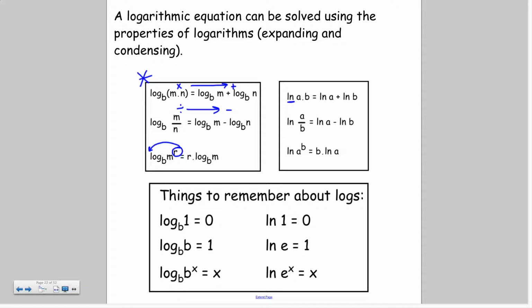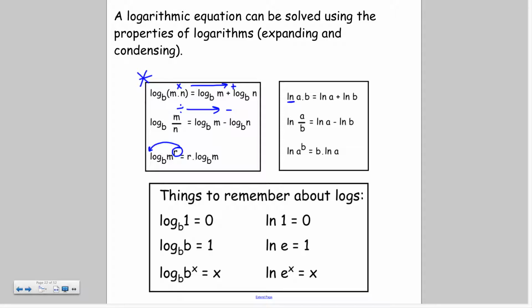Now, remember, when there's not a base there, it's a log of 10. But you don't have to put the 10 there. I know some of you like to put the 10 there. That's fine, just so that way you know what's going on. Some things to remember about log.